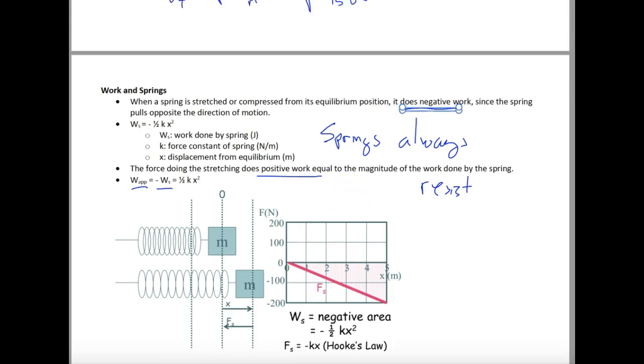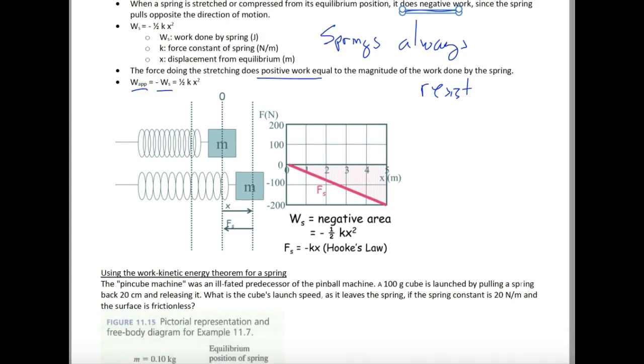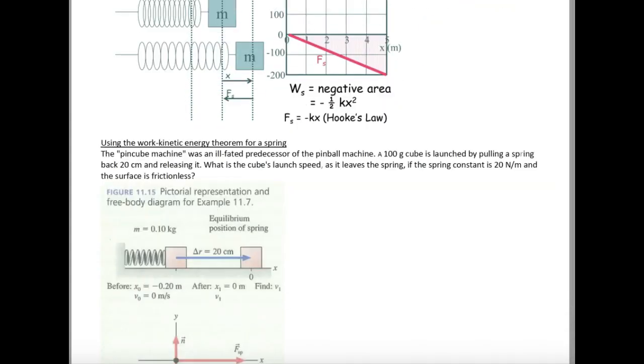And because of that, we say that the work is always negative. If we think about the work energy theorem for a spring, we can go through and look at this example.